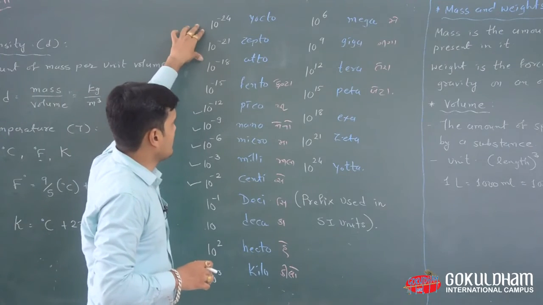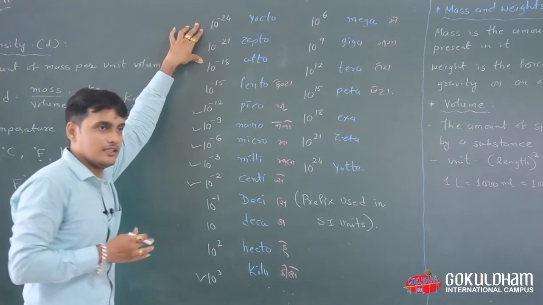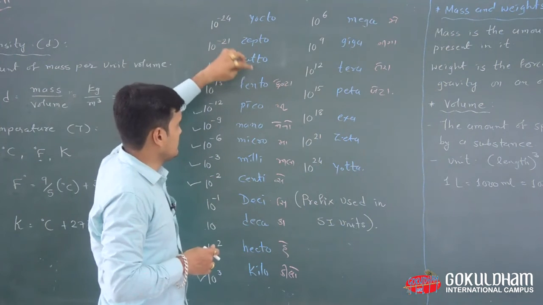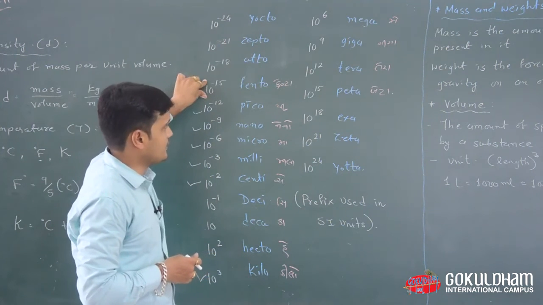Now, how you can remember this whole series? So this is the key. The key starting from 10 raised to minus 15.